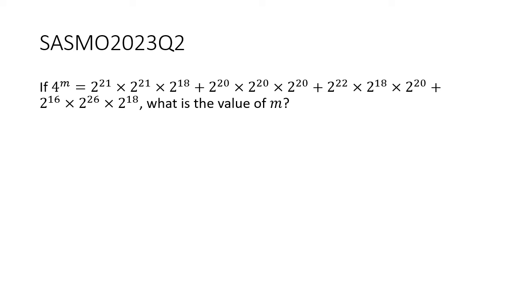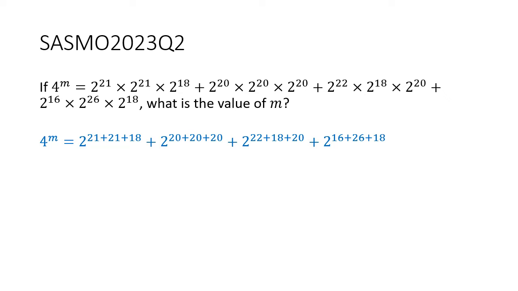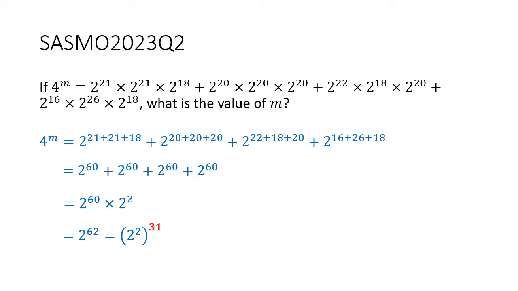Firstly, we can use the index law of addition. This will simplify the problem into 2 to the power of 60 plus 2 to the power of 60 plus 2 to the power of 60 plus 2 to the power of 60. So we in total have 2 to the power of 60 times 4. And 4 can be changed into 2 to the power of 2. And here we can apply the index law of addition again to give us 2 to the power of 62. And that's just 4 to the power of 31. So our final answer is 31.